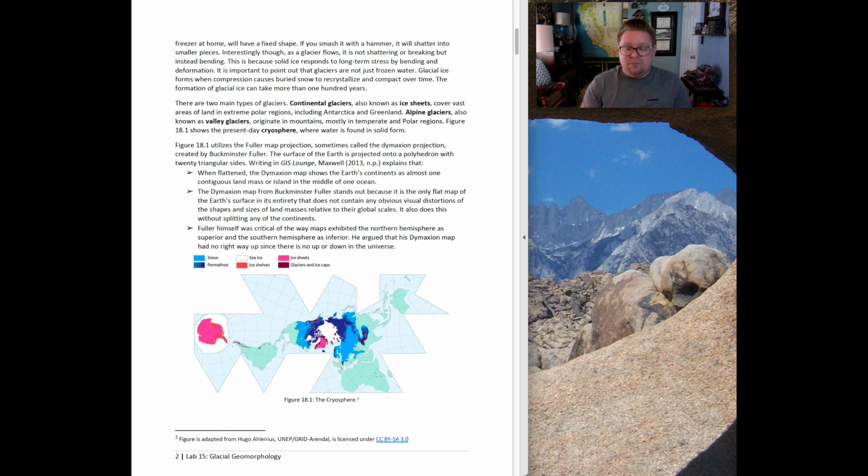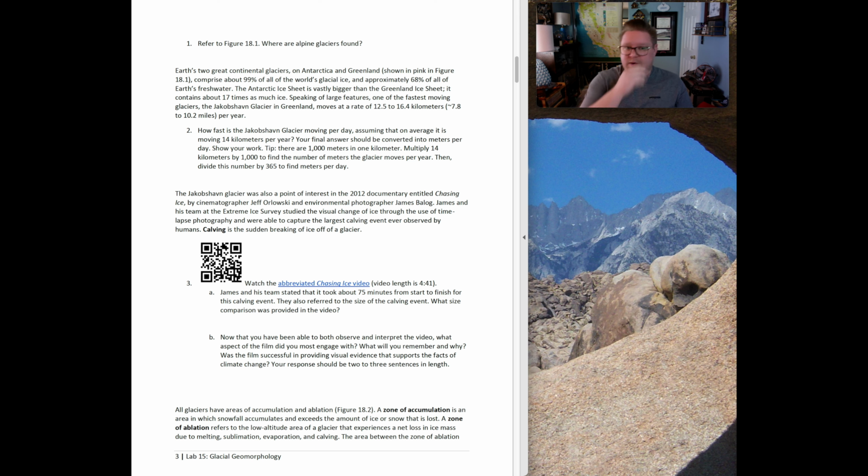This diagram below, figure 18.1, known as the cryosphere, is showing essentially all the snow, permafrost, sea ice, ice shelves, ice sheets, and glaciers throughout the world. Some explanation has been provided for you about how this map projection is trying to express the regions at which ice has accumulated. Remember that glaciers and ice are the accumulation of snow over decades and decades and decades. So question 1 is asking you to reference that diagram to identify where alpine glaciers are found.